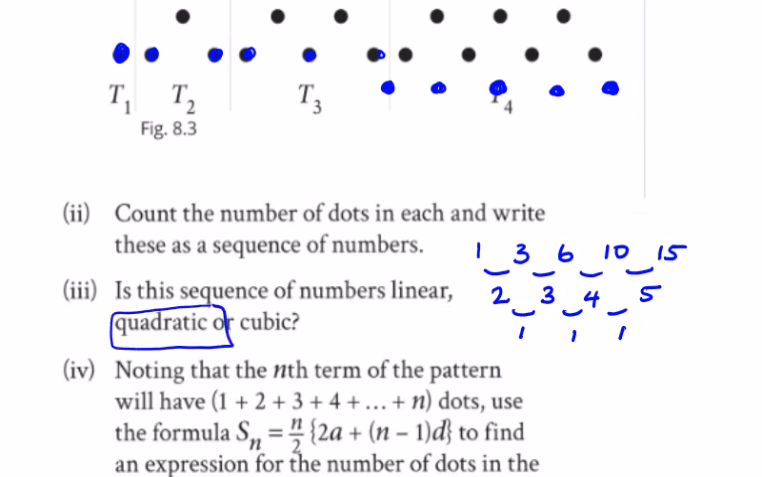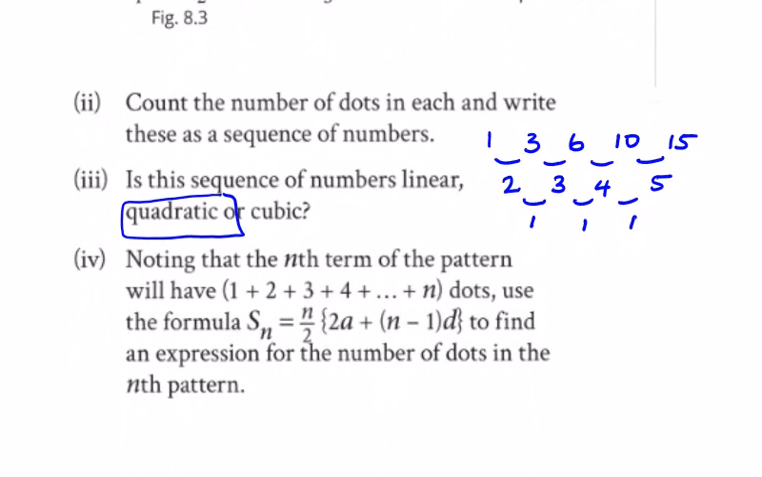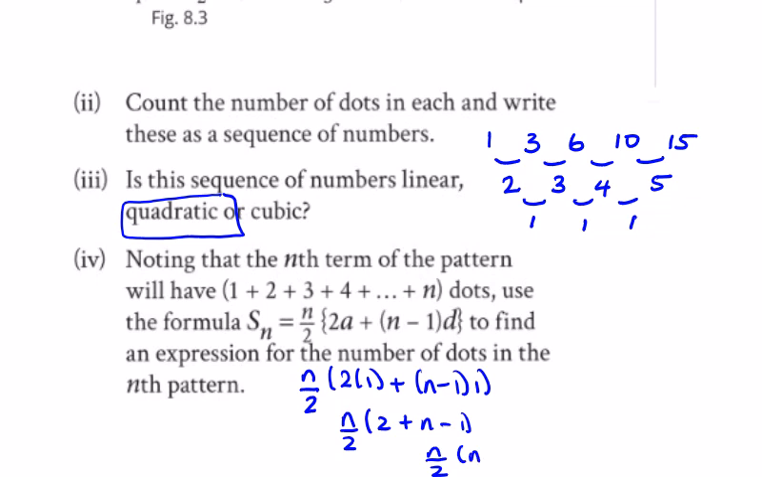Quadratic. And then noting the nth term of the pattern will have 1 plus 2 plus 3 plus 4 plus up to n. Use the formula Sn, which we're given in the formula booklet, to find an expression for the number of dots in the nth pattern. So n over 2 on the outside. 2a will be 2 times the first term, 1, plus n minus 1 times the difference, which is also 1. So we get n over 2 times 2 plus n minus 1, which becomes n over 2 times n plus 1, which is equal to n squared over 2 plus n over 2.